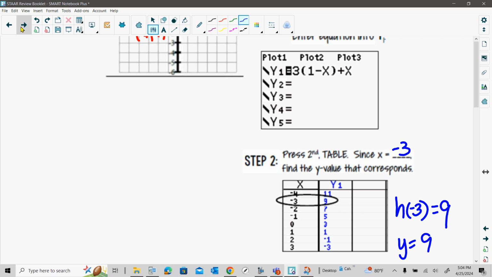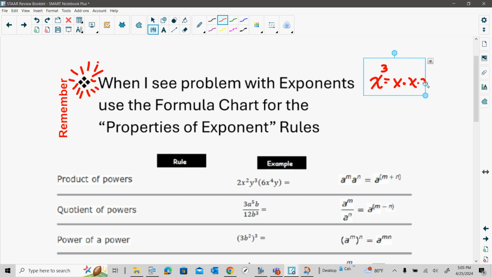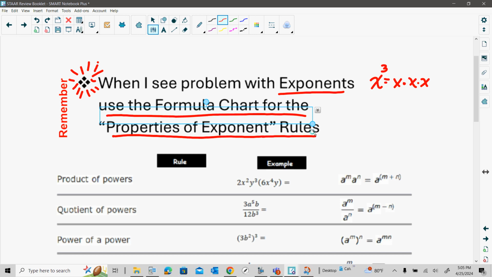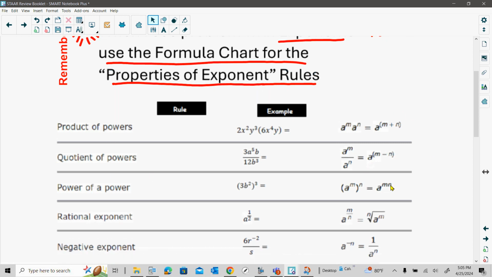Besides function notation, on the next page, you need to make sure you understand if you see exponents, okay, that's the superscript at the top of a variable or a number. An example of an exponent would be x to the 3rd power, which means x times x times x, x 3 times. So if I see an exponent, we need to get in a habit of using our formula chart, and we're going to use the property of exponent rules. Now, this is what basically this side and the right side and the left side is what's on the formula chart that you'll get to use on the test.